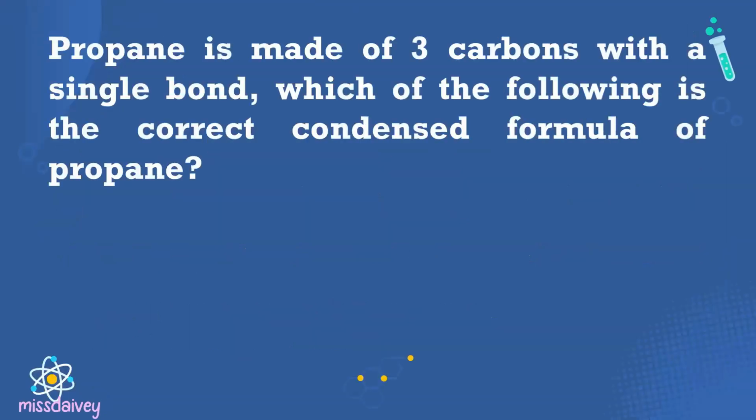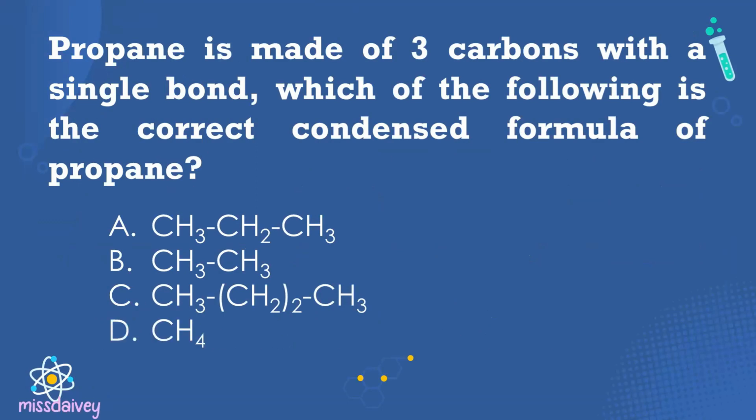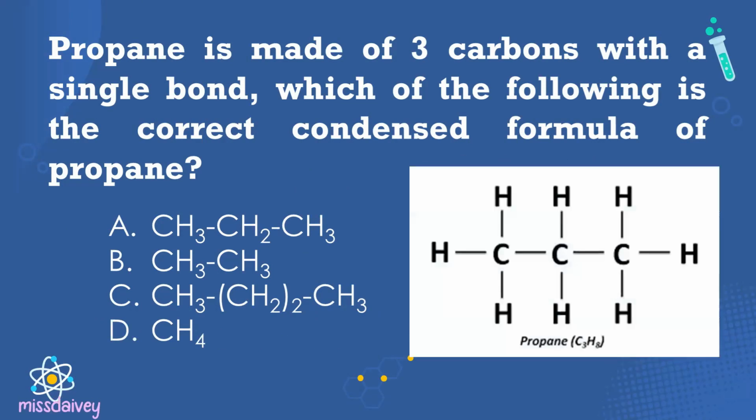Propane is made of 3 carbons with a single bond. Which of the following is the correct condensed formula of propane? Is it A, CH3, CH2, CH3, B, CH3, CH3, C, CH3, CH2, 2CH3, or D, CH4? So let us look at propane. Propane is actually 3 carbon and 8 hydrogen. So the correct answer for the condensed formula of propane is letter A, CH3, CH2, CH3.